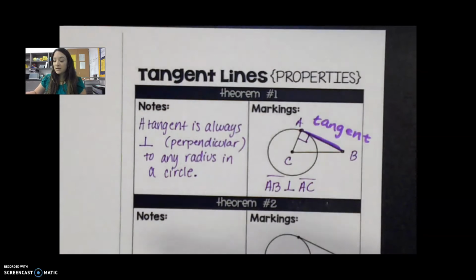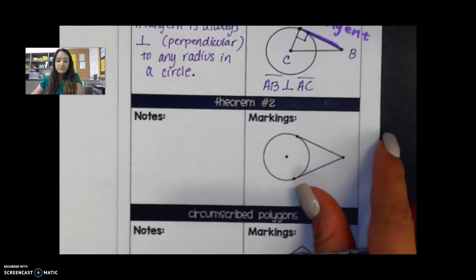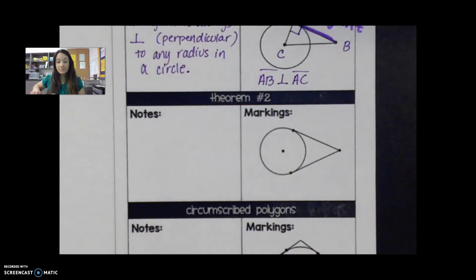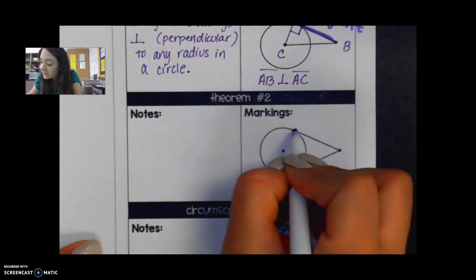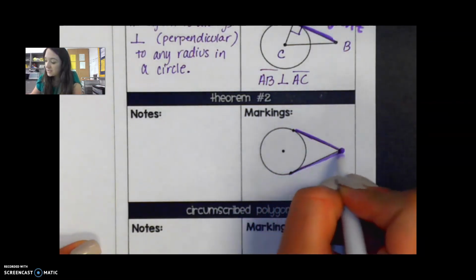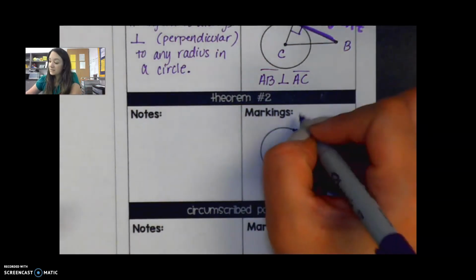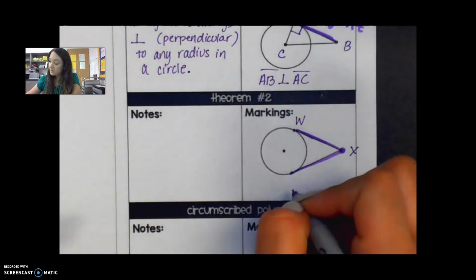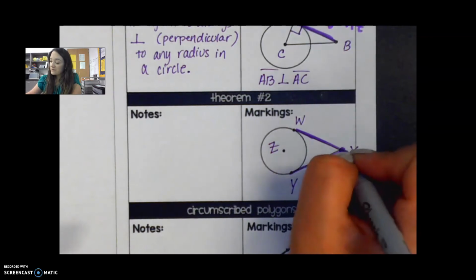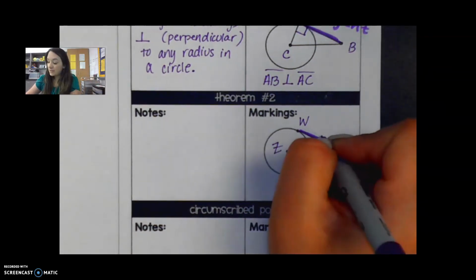All right, so another thing that you should know, let me slide this over. If you have two tangents that intersect at the same endpoint on the outside of the circle, so I've got a tangent here, endpoint, tangent here, they meet at the same endpoint. Let's just call this W, X, Y, and Z. So if two tangent lines share the same endpoint, then that means they are congruent to each other.